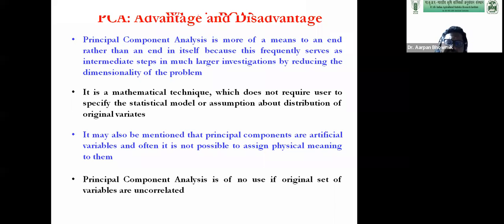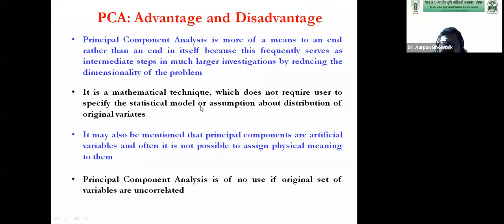Now, what are the advantages and disadvantages of PCA? First you have to remember that principal component analysis is just an intermediate step. Why? Because you first do the PCA and then you do further analysis. So PCA is more of a means to an end rather than an end itself. It is not the end. After that, you have to do many statistical techniques as per the requirement. It is an intermediate step in a much larger investigation, reducing the dimensionality of the problem. It just reduces the data structure, and then based on the results of PCA you have to do the other things also.